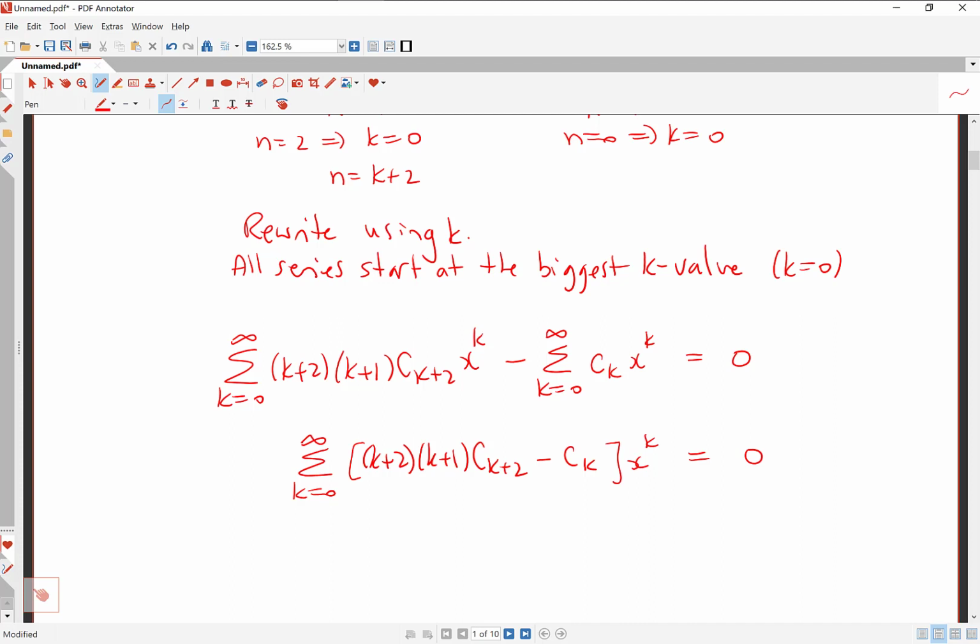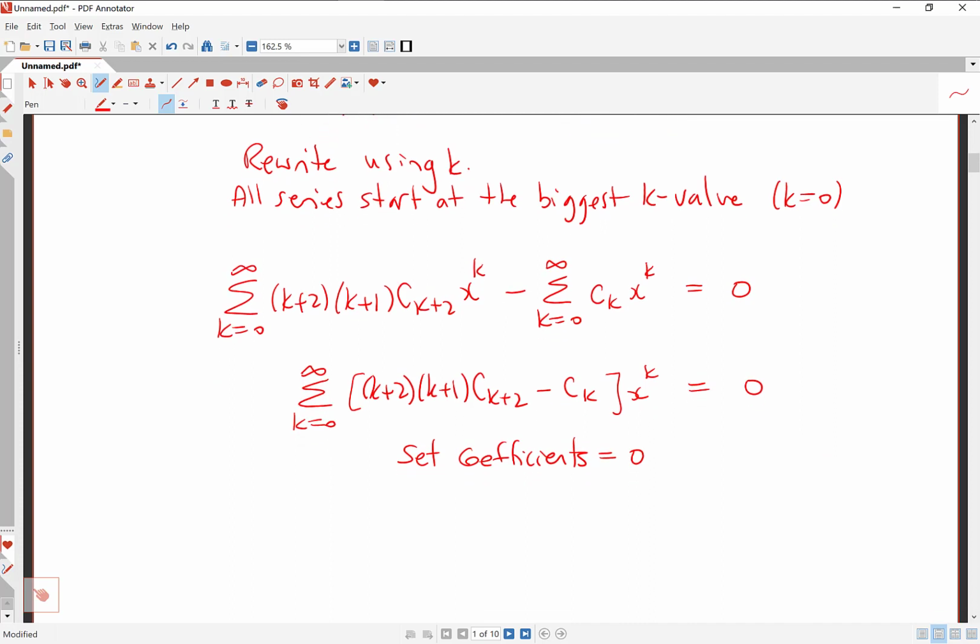The idea is that on the left side, we basically have this infinite polynomial, and we're saying that's equal to 0 for any x value that we plug in. So if that's the case, then it must be that the coefficients are equal to 0. Each coefficient here has to be equal to 0. So the plan is to set the coefficients equal to 0, and we'll see how that helps us figure out the coefficients of this power series.